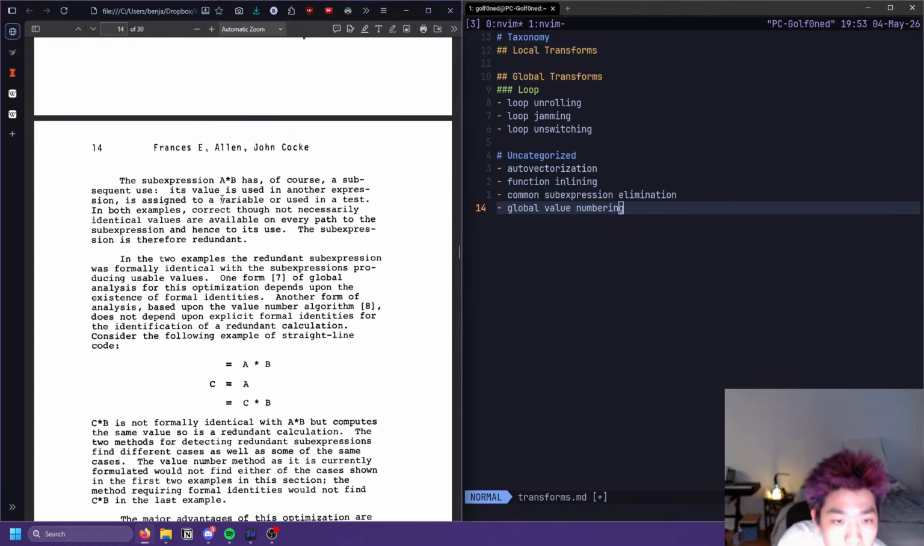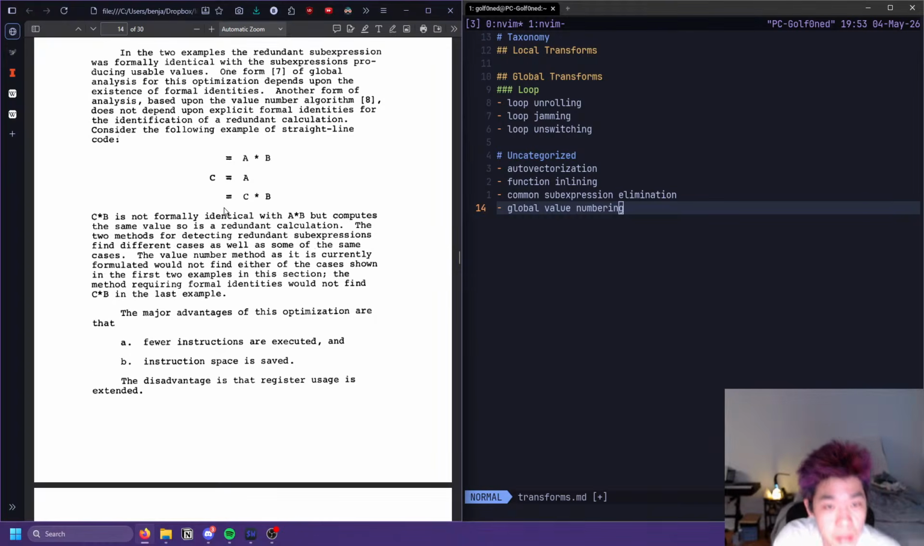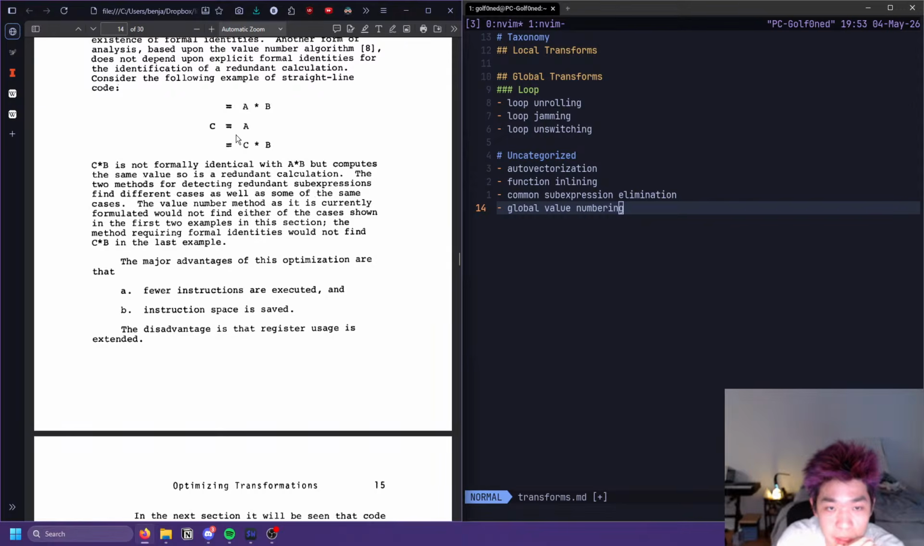Okay. Let's see. Okay, so we found global value numbering. Okay, so this finds functionally equivalent subexpressions.